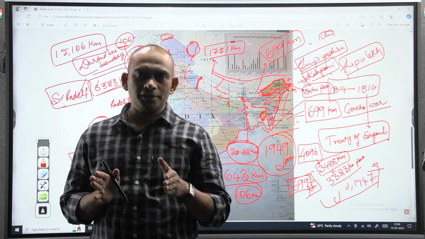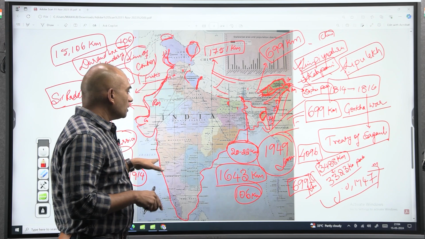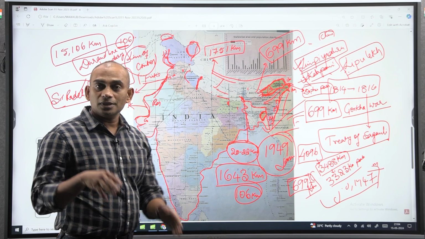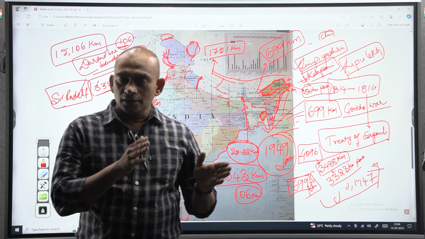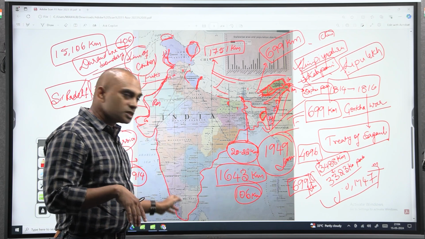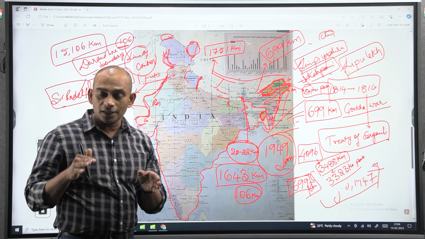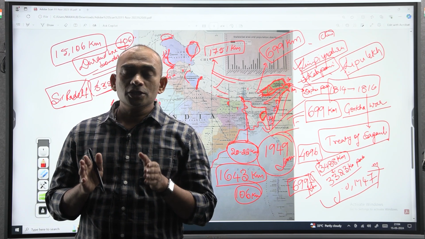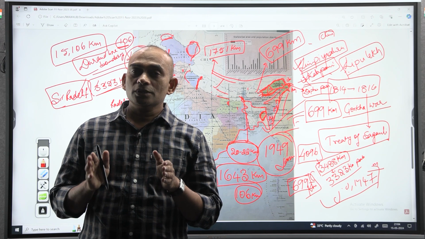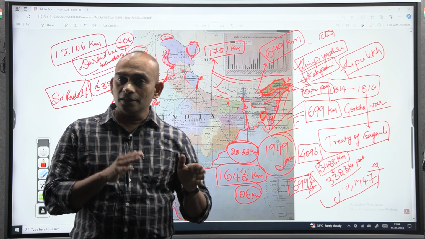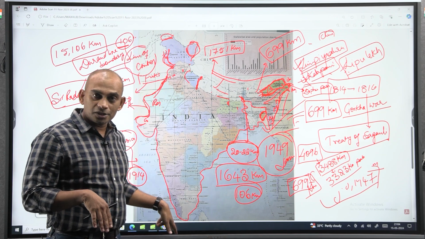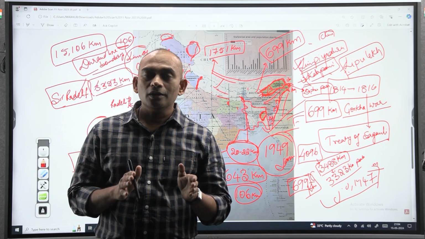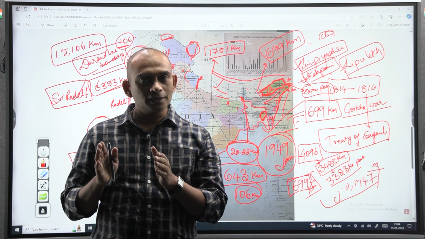Then we will take up in the next class the Sri Lanka and the entire coastline that India has. So how much coastline do we have? 7,516 kilometers, and the other neighboring country in the southern part is the Maldives. All these things we are going to take up in the next class.